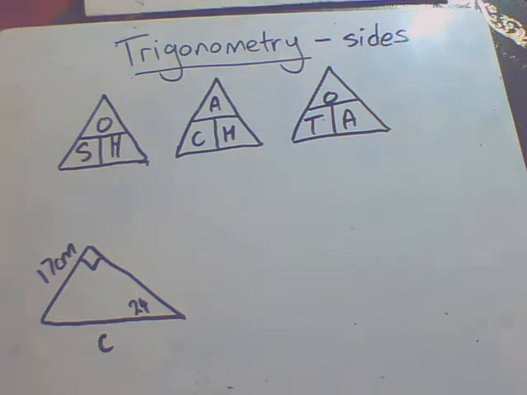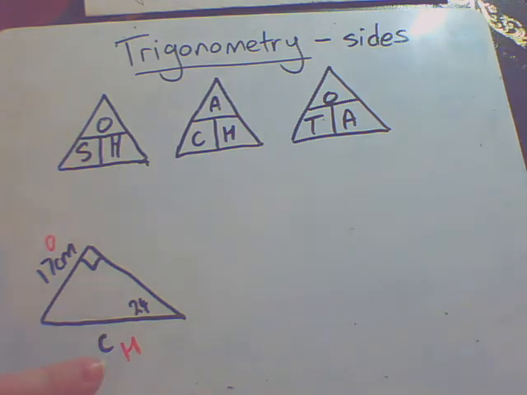The two we've done up till now have been multiplications. This example here will be a division. Same step one, identify the sides. So I have the hypotenuse and I have the opposite. So that is this one.